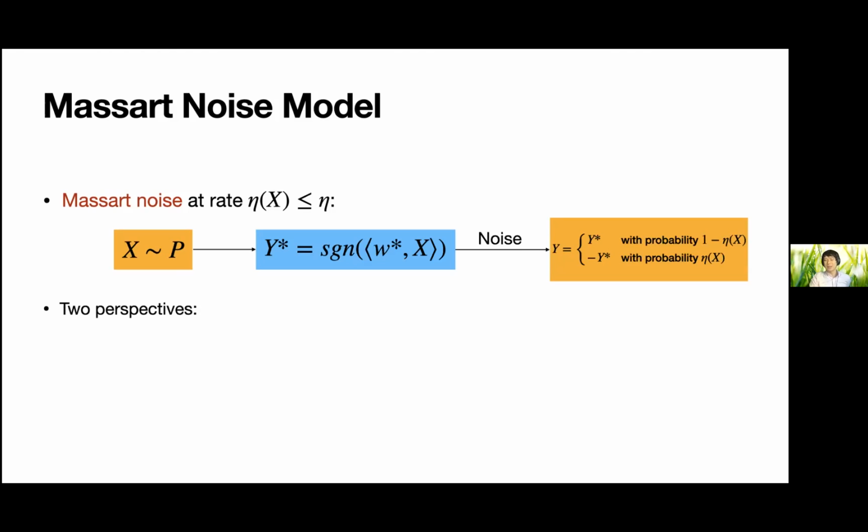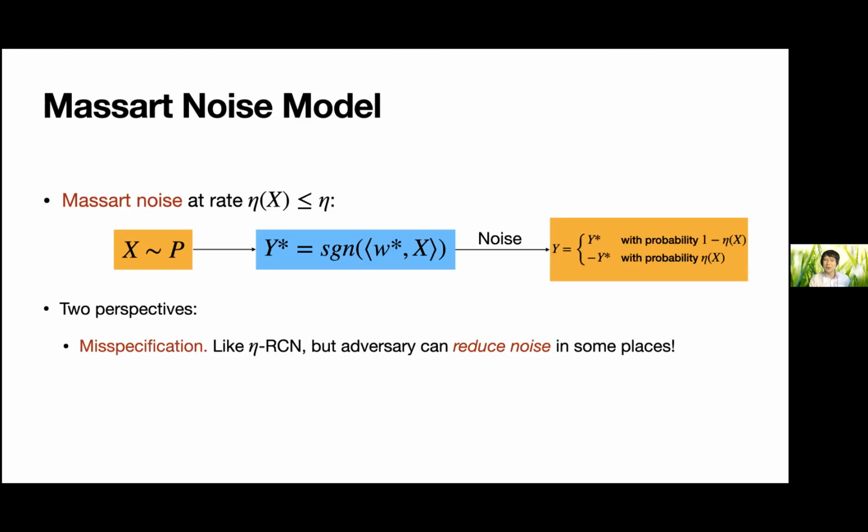And so, okay, what does this model mean? Maybe as a story, there are two good ways to think about it. One, which is particularly useful, is to think about it as a kind of misspecified RCN. It's like if the flip probability was always eta, but the adversary, or nature, can choose for some examples to reduce the noise level. So basically, they can improve the signal to noise ratio by picking, for some x, an eta of x that is actually less than the maximum noise level eta.